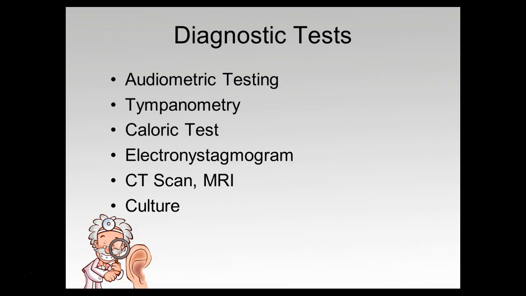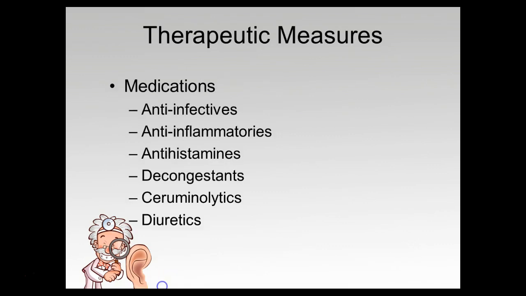Other tests include audiometric testing, tympanometry, caloric test, and among others. Of course, if there's exudate, you're going to want to get a culture. Therapeutic measures, of course, are medications: anti-infectives if there's an ear infection, anti-inflammatories, and corticosteroids that you can place in the ear for inflammation. Antihistamines can help with pressure in the ear and draining fluid, and decongestants.